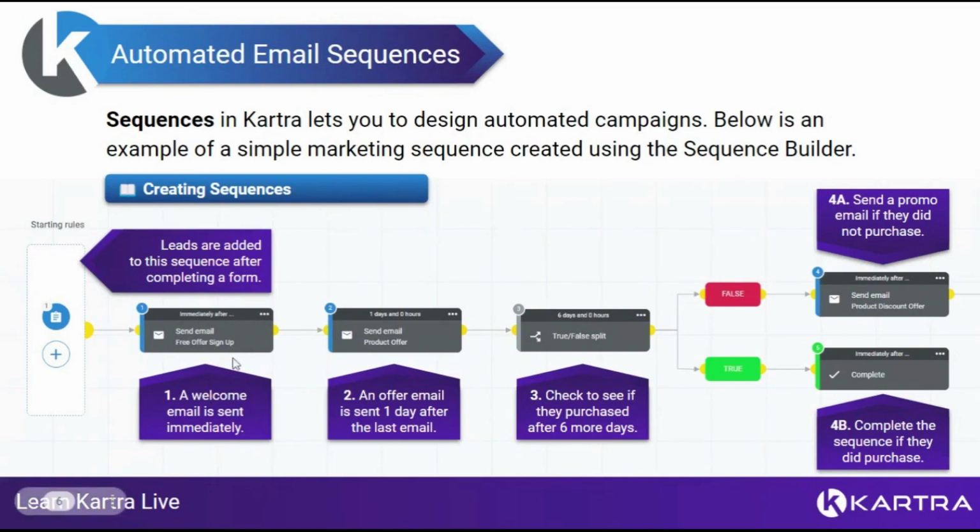In this example, again, we have a welcome email that's sent immediately. And then one day after that, another email is sent. 6 days after that, the system is going to check to see if they purchased our product. If they purchased, great. They're done with our email sequence. Whereas if they didn't, maybe we're going to send them some more promotional emails until they do. So just think of setting up those automated funnels, if that's something that you want to do.